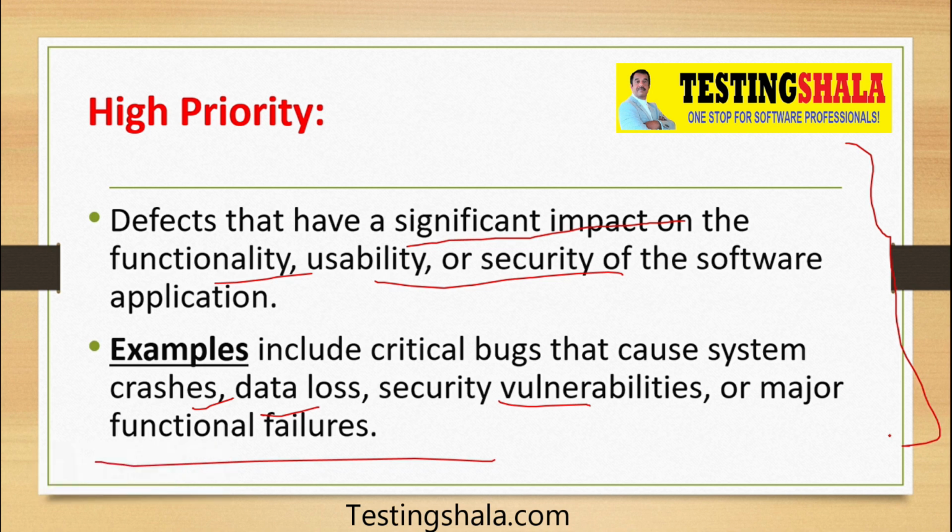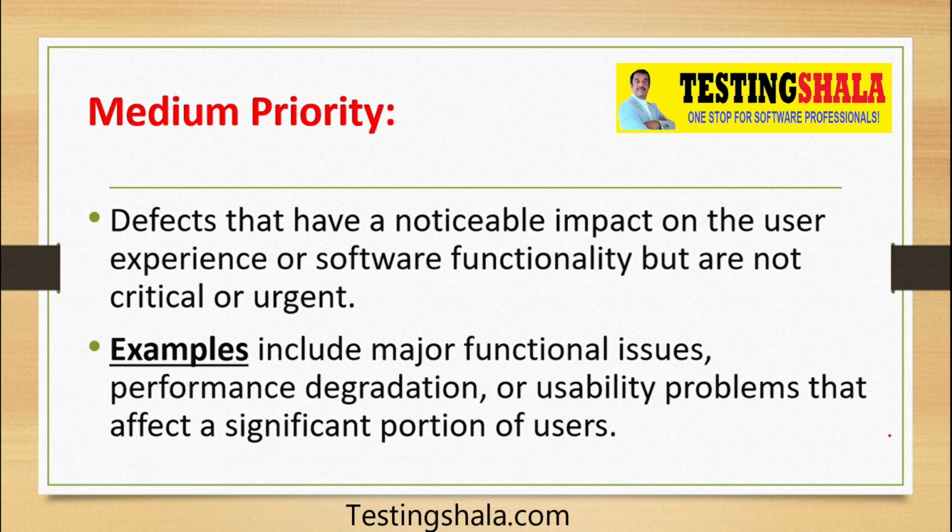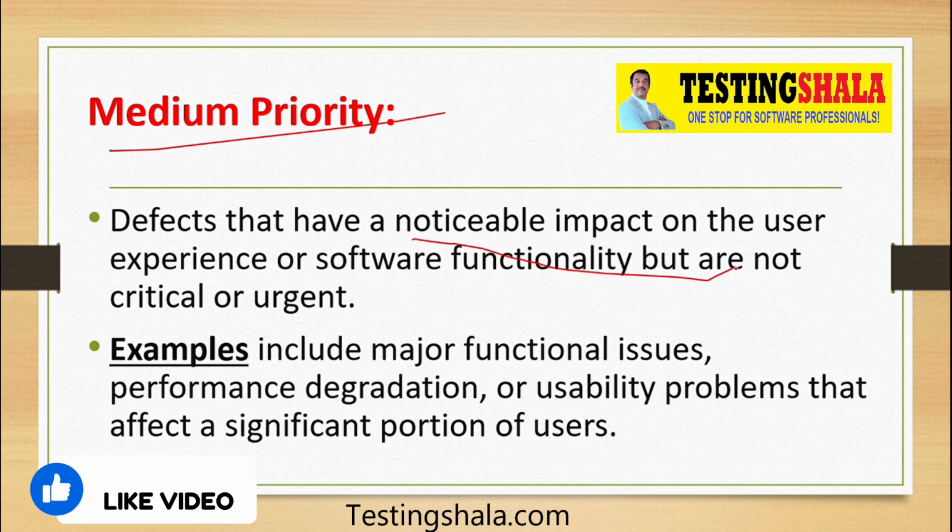The next type of priority we call medium priority. Medium priority defects are those that have a noticeable impact, which may not be a high impact, but there is a defect and the impact is noticeable on the user experience or software functionality, but is not very urgent or critical. We call those defects medium priority. For example, major functional issues, performance degradation or usability problems that affect a significant portion of the users.